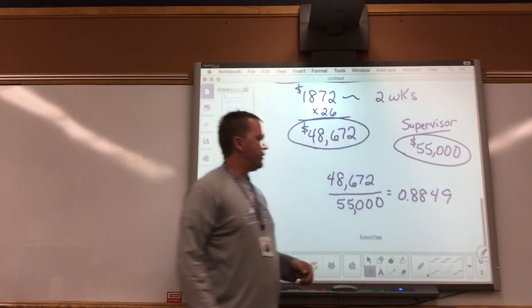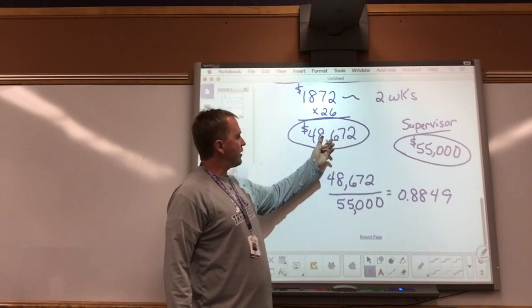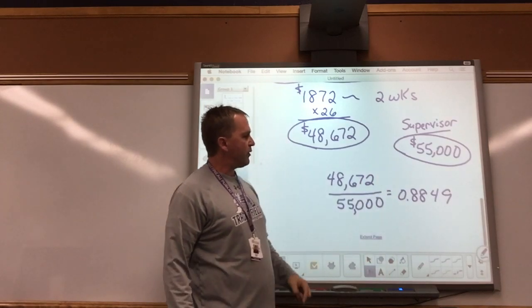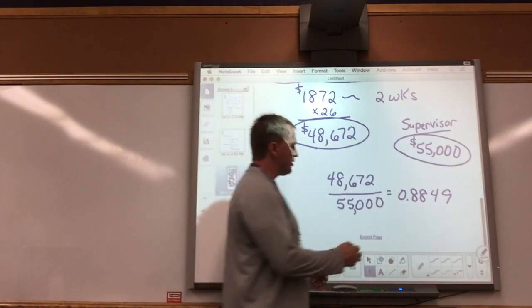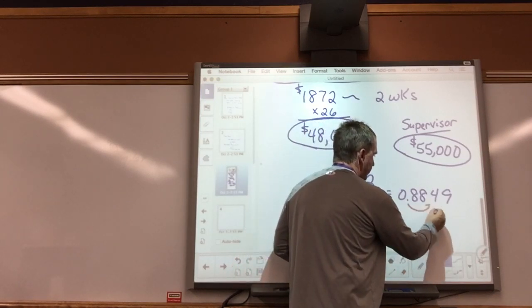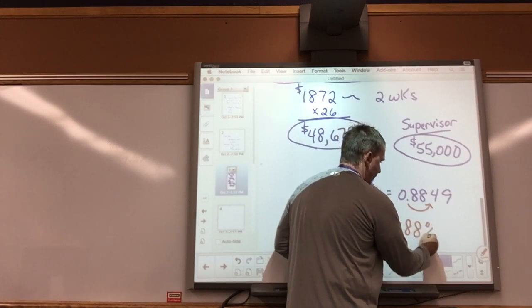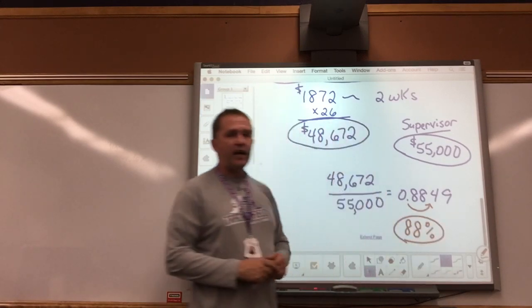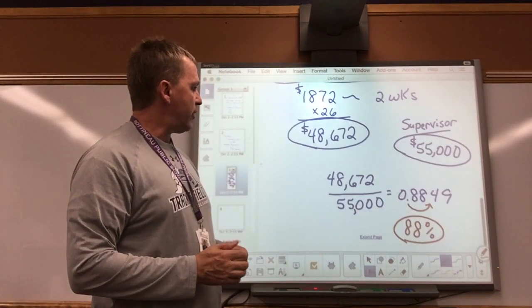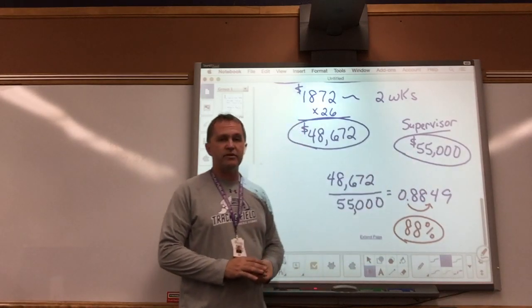0.8849. So you can see I expected it to be less than 1 because my pay is less than my supervisor's, 0.8849. If I have to change that to a percentage, the decimal is going to move 2 spots to the right, which is going to make this about 88.5%, rounded properly would be 88% if I go to the nearest percentage. But my salary is about 88% of my supervisor's salary in this case.